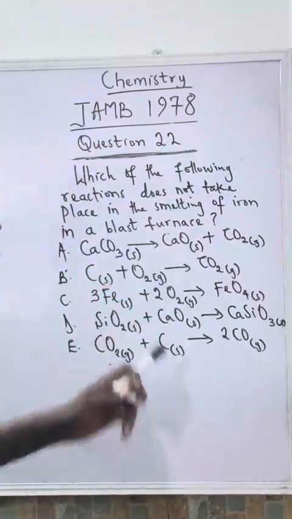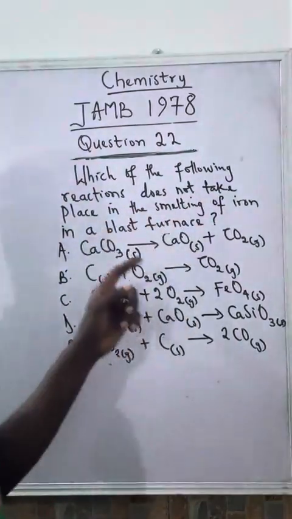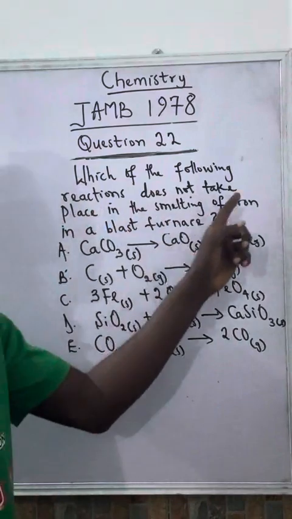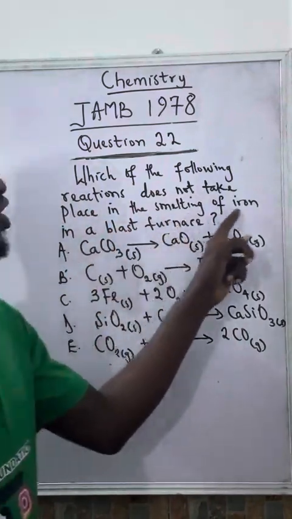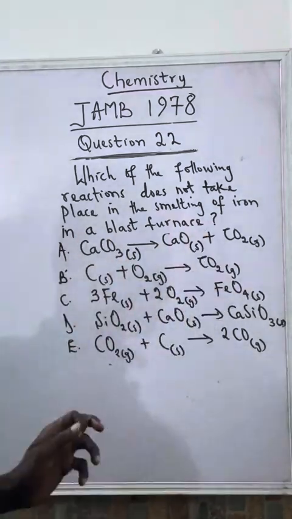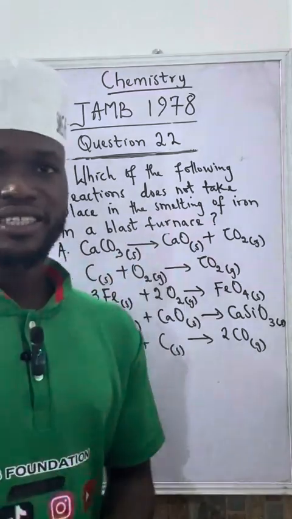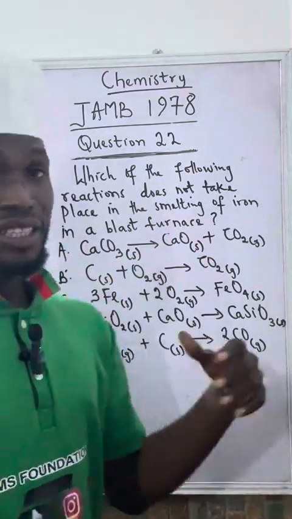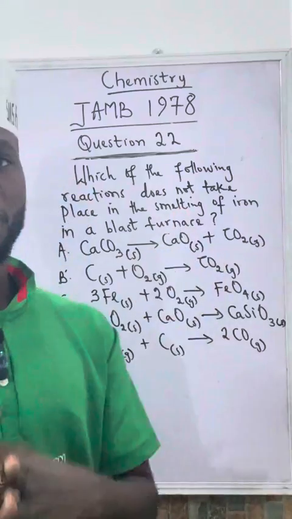Alright, consider this chemistry question. Which of the following reactions does not take place in the smelting of iron in a blast furnace? Very good. There are certain concepts I need to explain here.